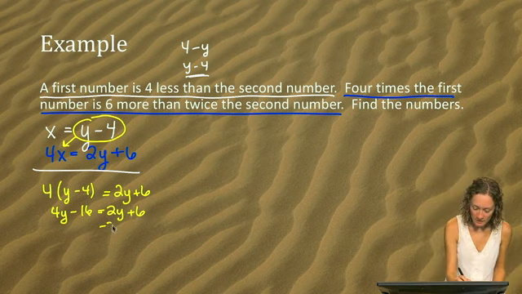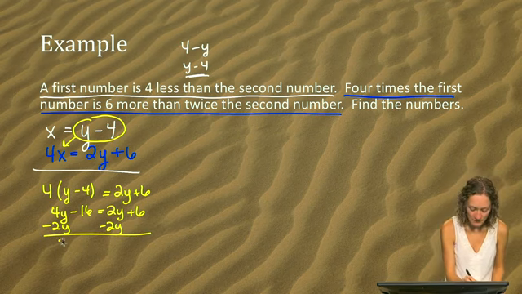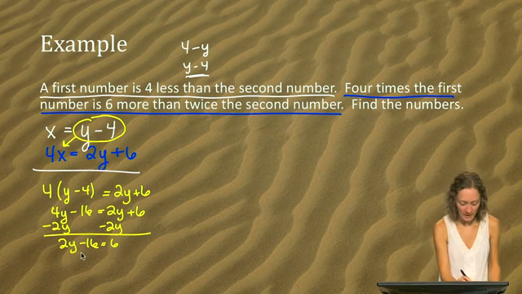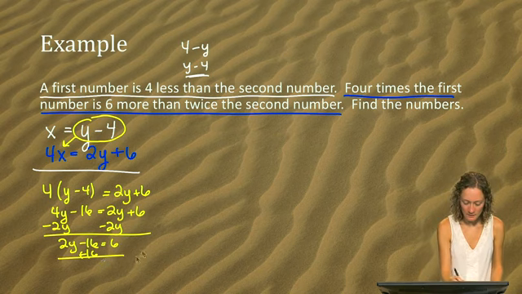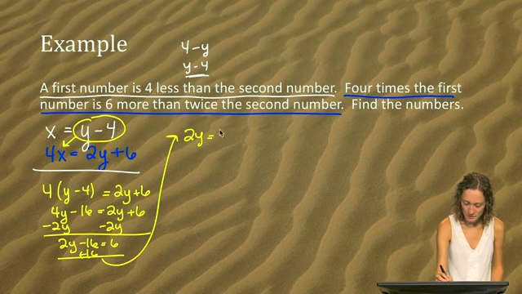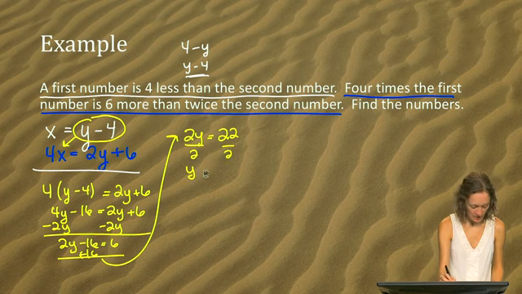Continue solving, subtract 2y from both sides. If you want a different route at this point, perfectly fine. Then add 16. 2y equals 22. Divide by 2, y equals 11.